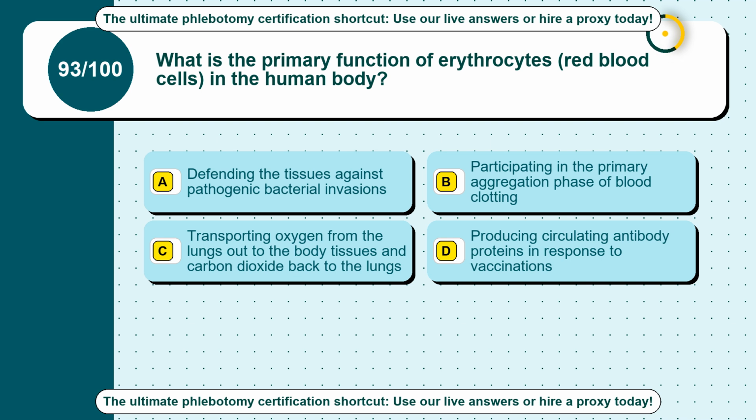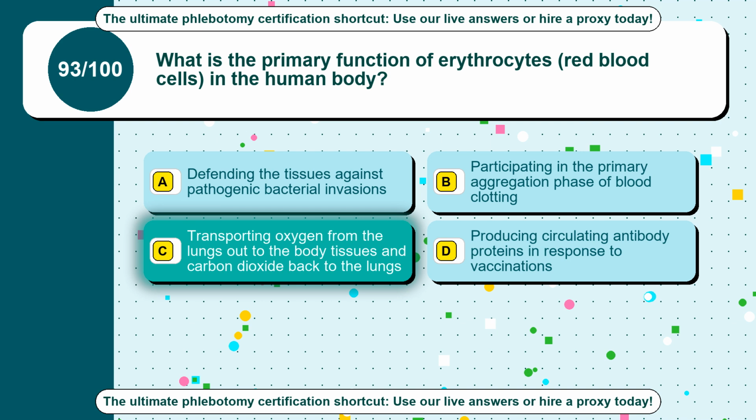Option C. Transporting oxygen from the lungs out to the body tissues and carbon dioxide back to the lungs. Option D. Producing circulating antibody proteins in response to vaccinations. The correct answer is option C. Transporting oxygen from the lungs out to the body tissues and carbon dioxide back to the lungs.